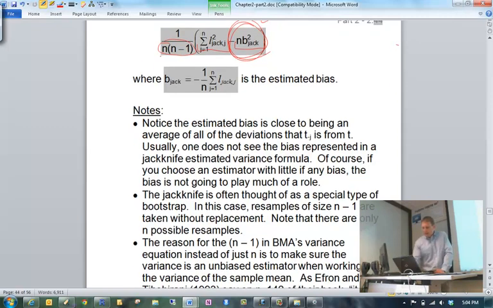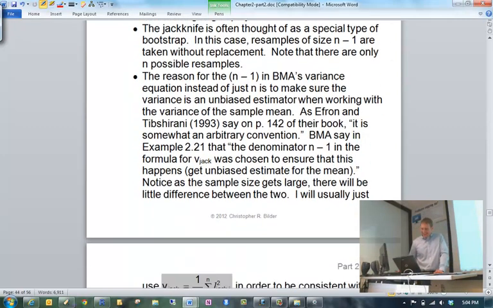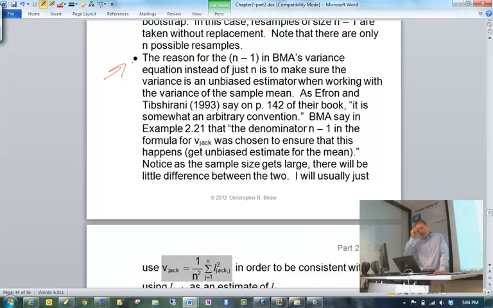Well, what about this over here? Why don't we have 1 over n squared? I know when I first saw this, I was curious about it. It's a minor thing in the end, but this is what I came up with in my investigation of where this comes from. As Efron and Tibshirani say in their book, it is somewhat an arbitrary convention. Our authors say, well, in example 2.21, the denominator n minus 1 in the formula for V jack was chosen to ensure that this happens. In other words, you get an unbiased estimate where you're just talking about the mean itself.